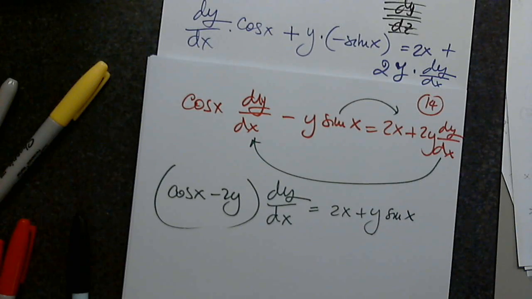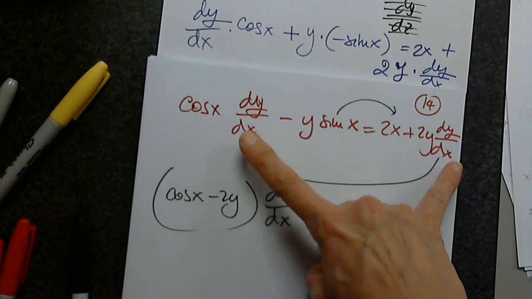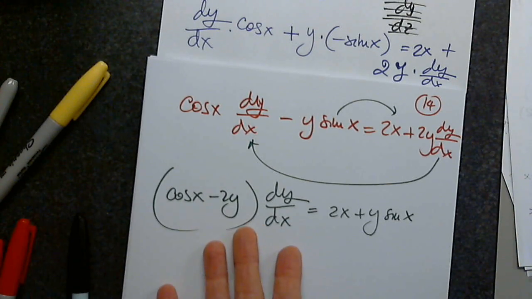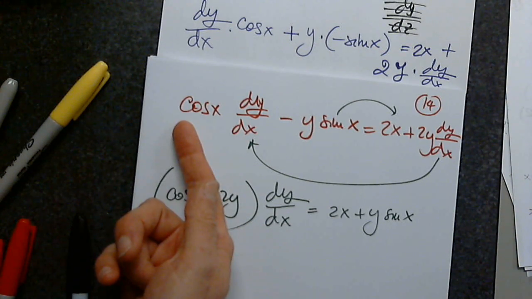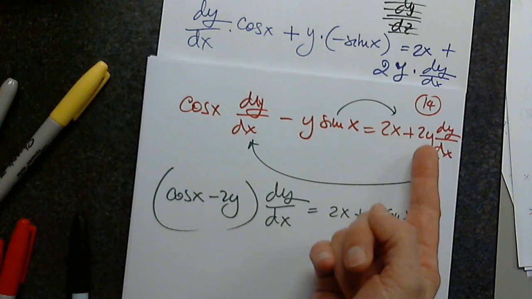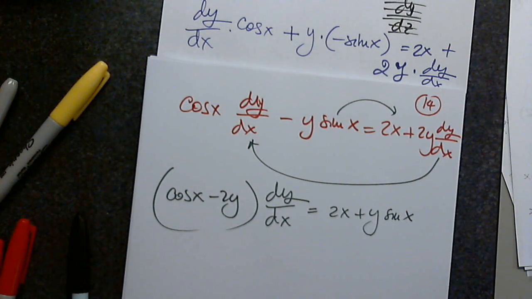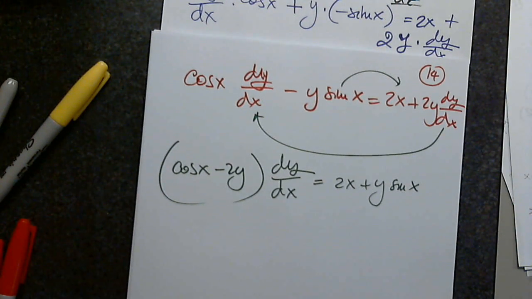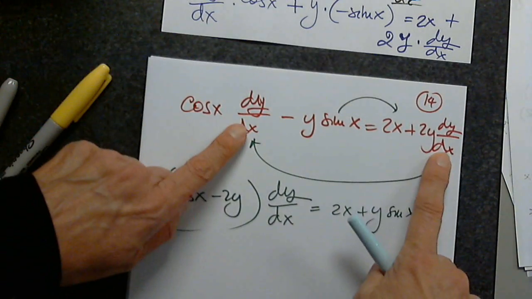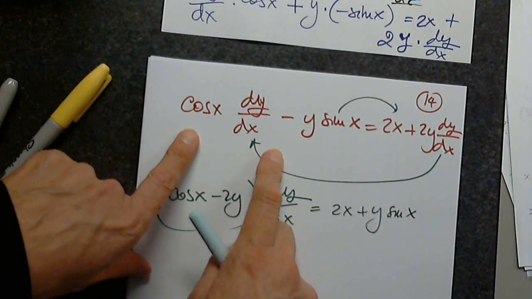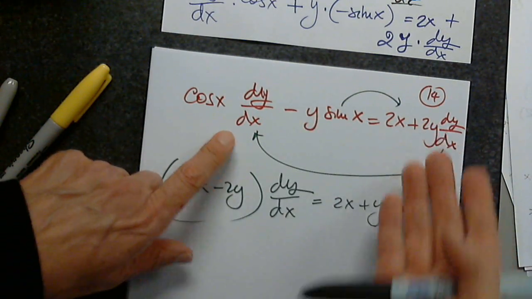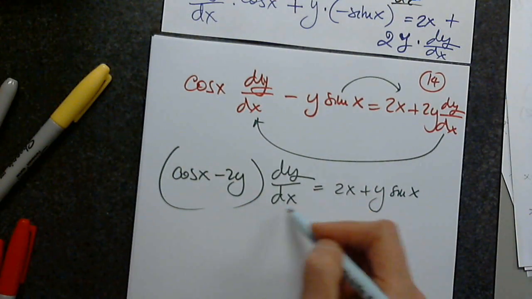See if we understand this. I moved this term to this side, it became negative, and I have to factor out what I'm after, because no one can combine cosine x minus 2y dy over dx. I have to factor out dy over dx. Are you with me? What do you have to factor out? dy over dx. This is the common factor. Now I'm solving for this.